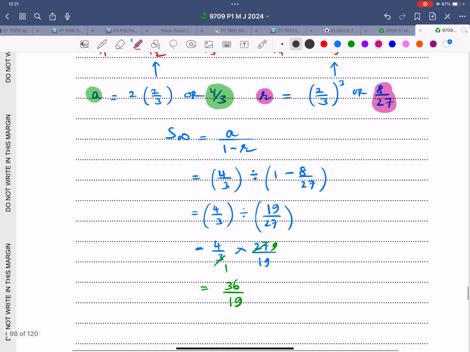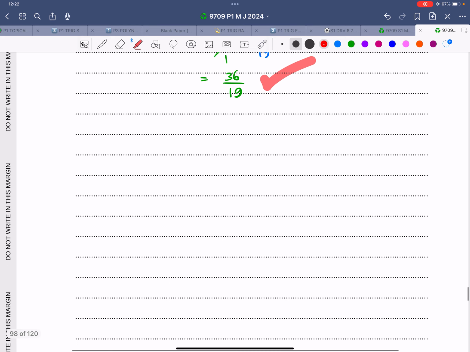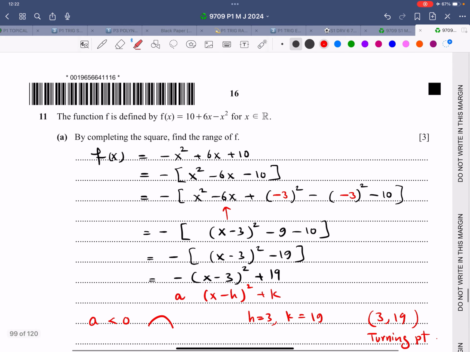Just apply the formula. Once you apply the formula, what do you get? Sum to infinity is A over 1 minus R. You apply, you simplify, you get this answer. Leave the answer in fraction form. No need to be over smart.